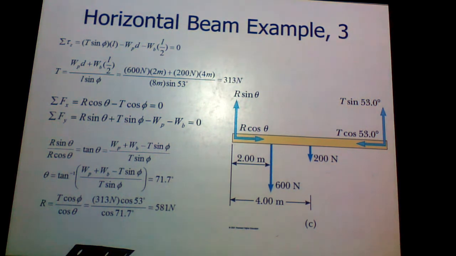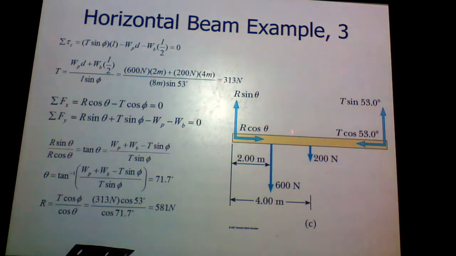What does apply torque to this beam is the weight of the person, the beam itself based on this axis of rotation, and the tension in the cable. Let's start with the tension. This is the component perpendicular to my lever arm, so I use T sine phi, which is the 53 degrees, times the length of the lever arm. The length of the beam was 8 meters, so I get T sine phi L. That is the torque applied by the tension.